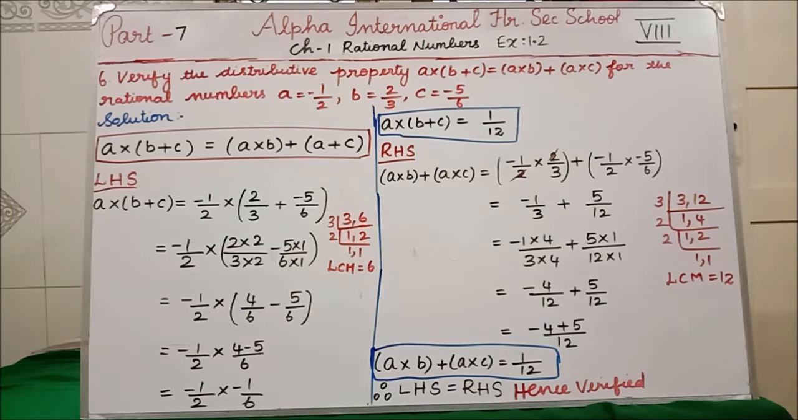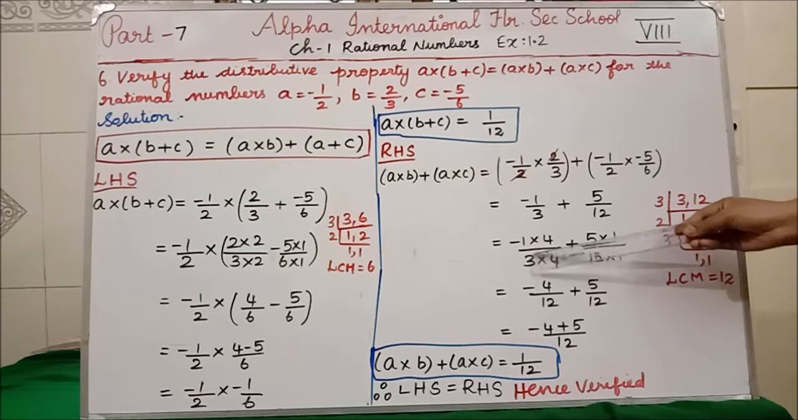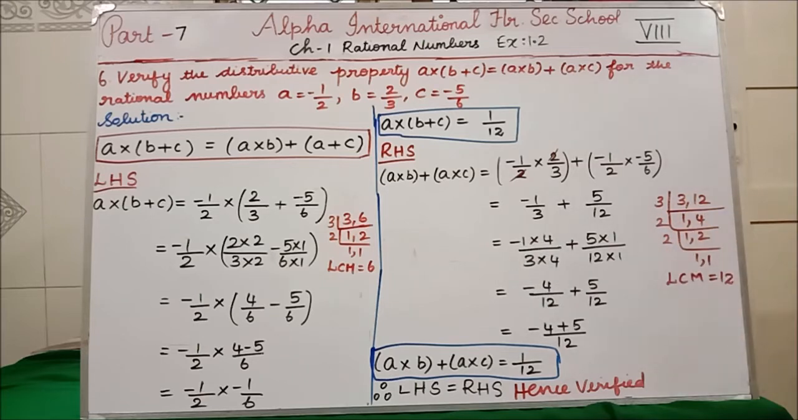Okay, to make the denominator 12, with 3 what number will you multiply? Very good, 4 you will multiply. So you have to multiply the 4 to the numerator as well as to the denominator. Clear? Minus 1 into 4 divided by 3 into 4. Plus, here we already have 12. Our LCM is 12, so it is enough if you multiply with 1. 5 into 1 divided by 12 into 1.